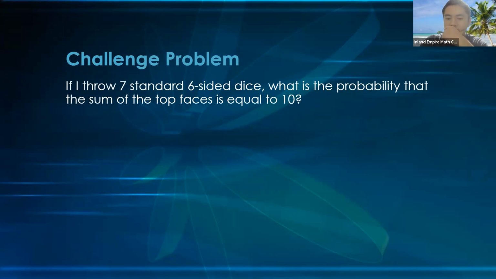All right, so here's a challenge problem. Let's say that I threw 7 standard 6-sided dice. What's the probability that the sum of the top faces is equal to 10? I want you guys to solve this problem and tell me what the answer is. In fact, why don't we work through this problem together?